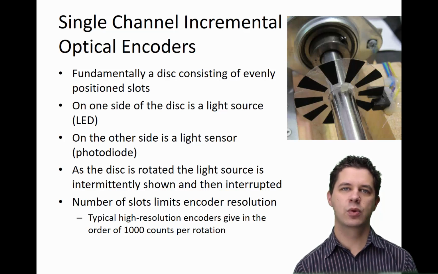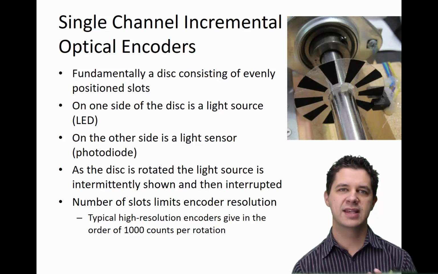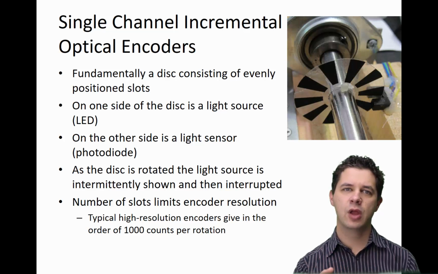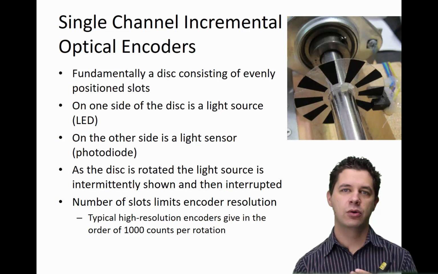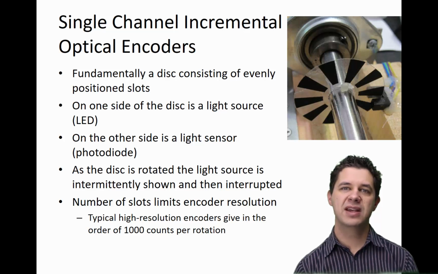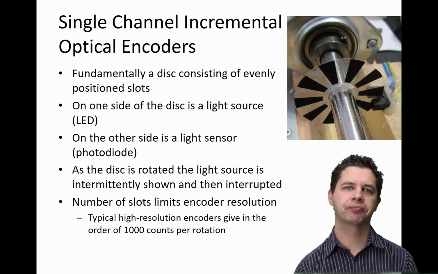Basically, one side of the disc we have a light source, and the other side of the disc we have a light sensor, like a photodiode. As we rotate that disc, the light source is intermittently shown and blocked, and our receiver will see light, no light, light, no light, light, no light. And based on that, we can work out where we're rotating and how far we've rotated.